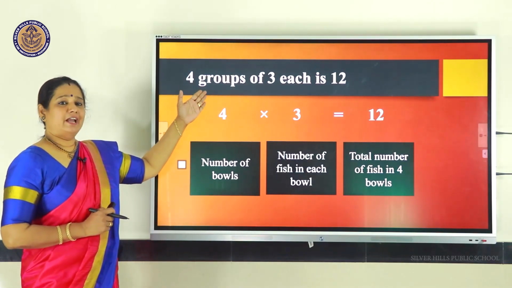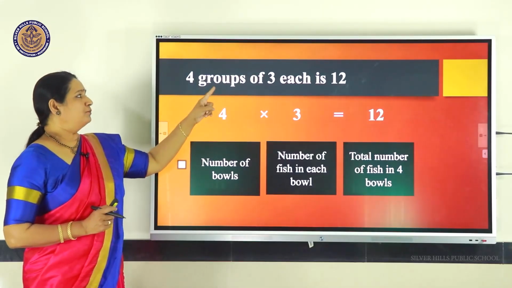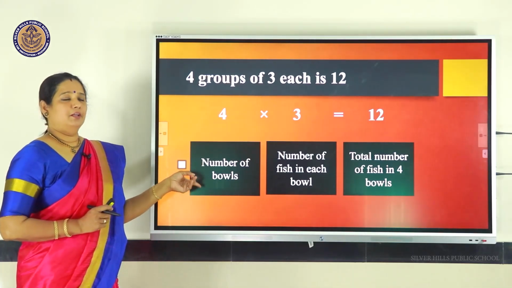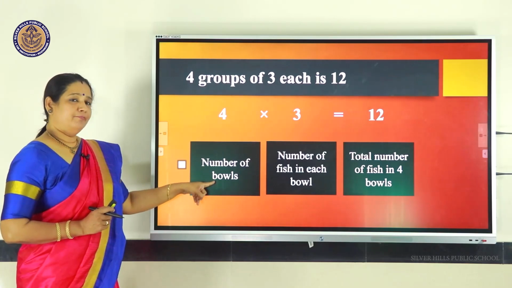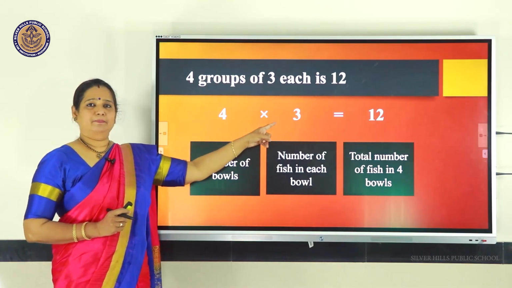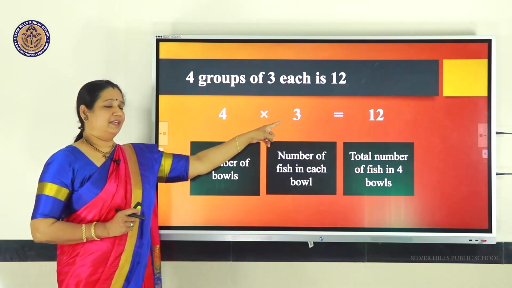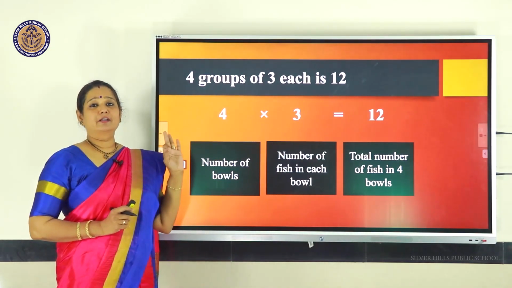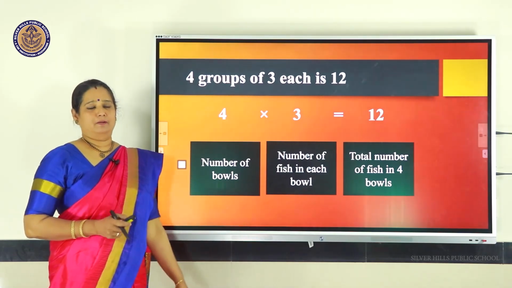So now we have derived one formula. 4 groups of 3 each is 12. In this picture, you have seen that number of bowls is 4, number of fish in each bowl is 3. So 4 times 3 is 12. That means total there were 12 fish in the bowl.